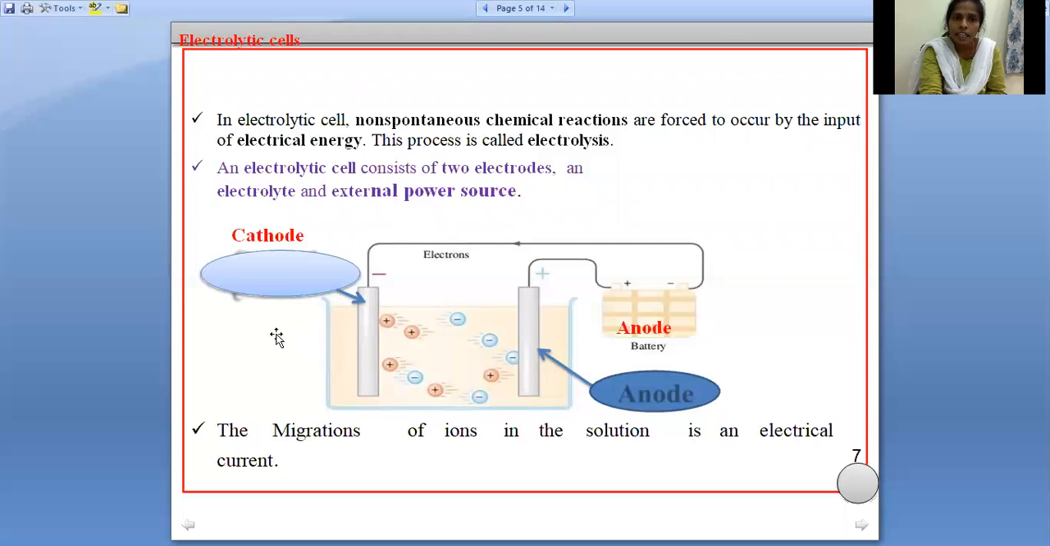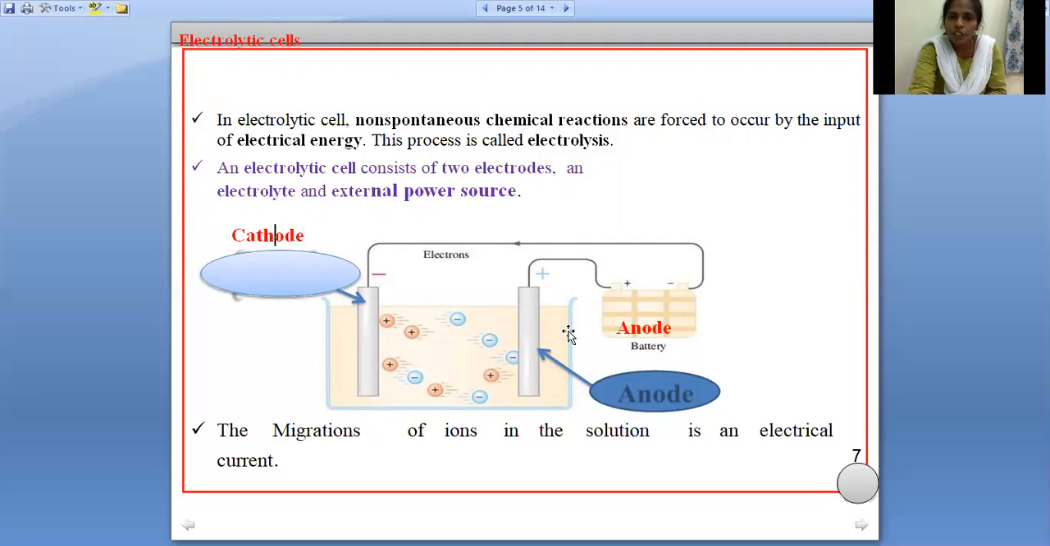An electrolytic cell consists of two electrodes, an electrolyte and an external power source. See here, this is the cathode, this is the anode, that means two electrodes, and this is the battery. The battery is connected to the anode and the cathode, and this is the electrolyte. Here we are taking only one electrolyte, and in it we are dipping the two electrodes, which are connected with the help of the battery.